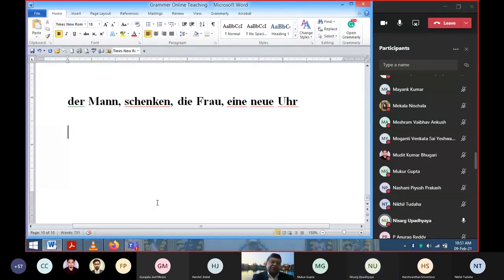Okay, very good. So I think most of you this time could make the correct sentence. Two options are there. If you make husband the subject, it will be der Mann, and then the verb will be schenkt. If you make Frau the indirect object, then die will be changed to der. And eine neue is a feminine accusative, so no change will be there with the article form eine neue Uhr.